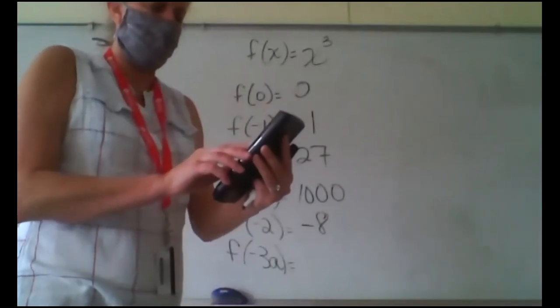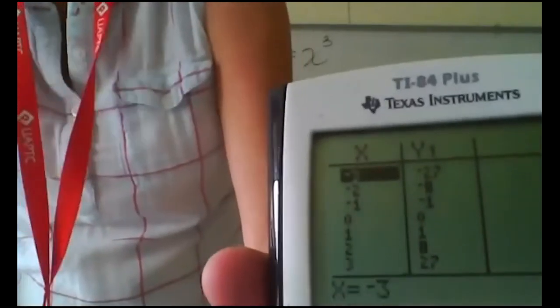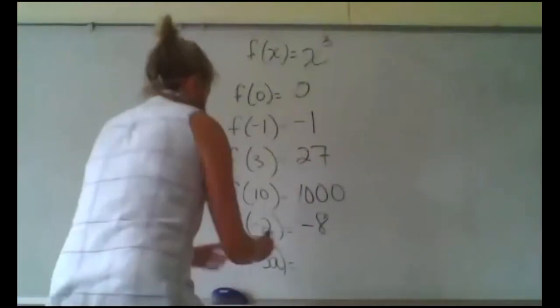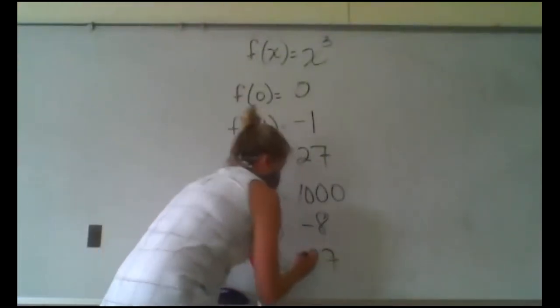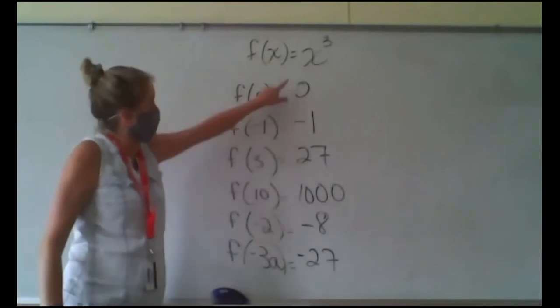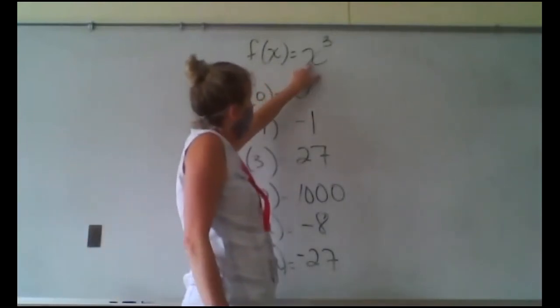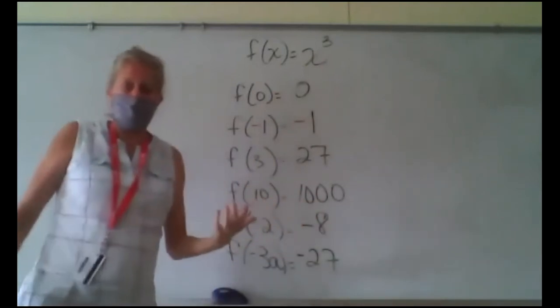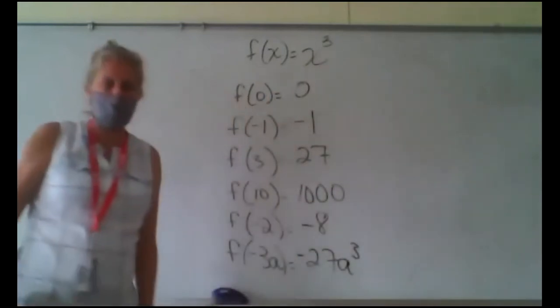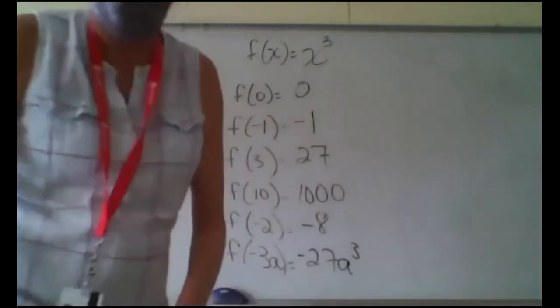So if I'm going to f of -3 in my table, what is the y that goes with that? -27. So there's the number part of it. Now, what about the a part of it? Well, if I'm replacing this, if I have -3a here, a to the third is just that, a to the third. So -27a to the third.